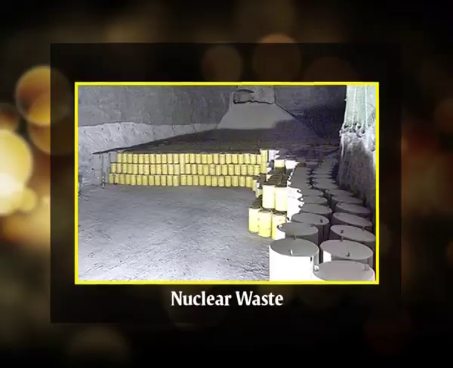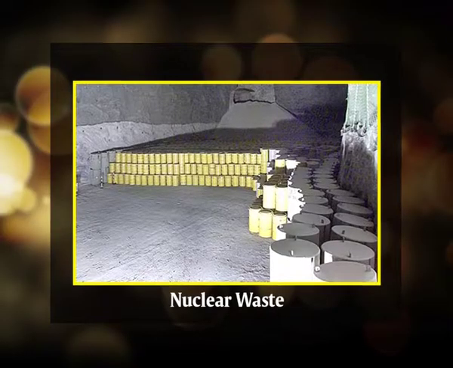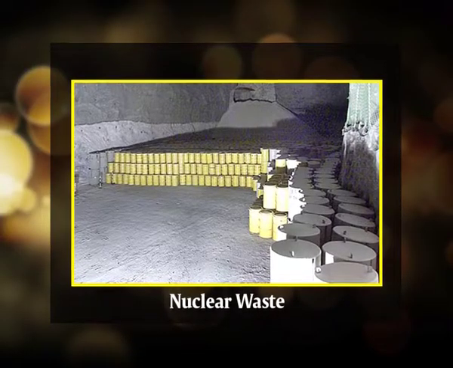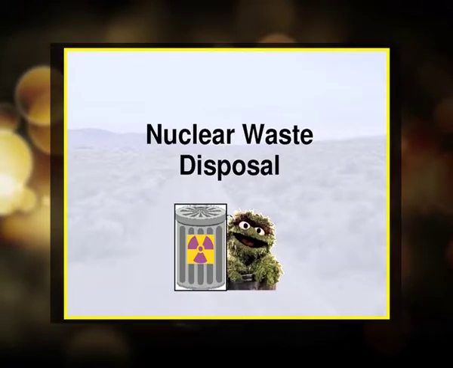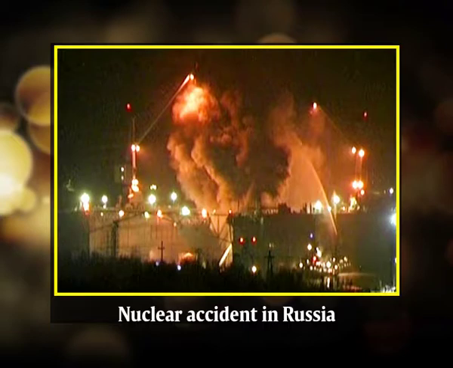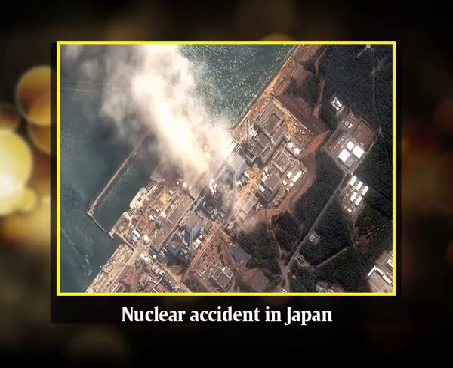The element that is used in production of nuclear energy is uranium, which is a highly toxic chemical. The nuclear waste that is produced by radioactive material needs to be disposed of to prevent any nuclear accident. Nuclear waste can have serious environmental hazards if not disposed of properly. A few major accidents have already taken place in Russia and Japan.